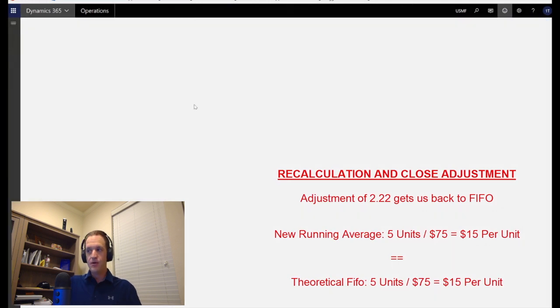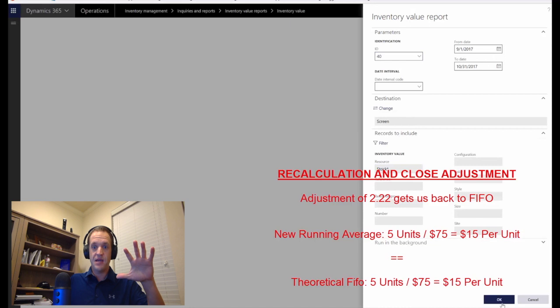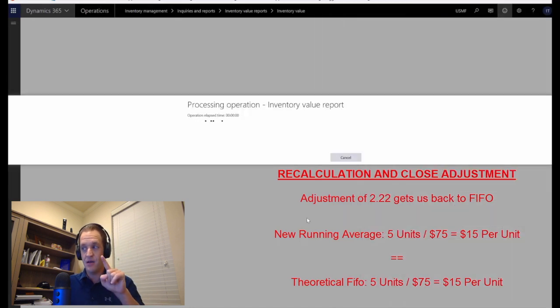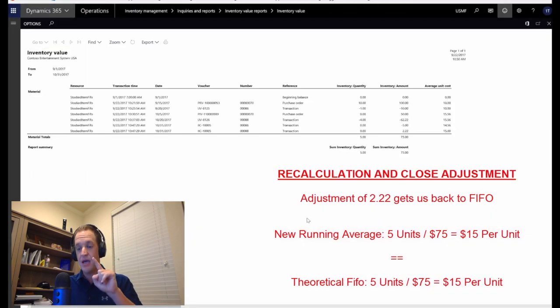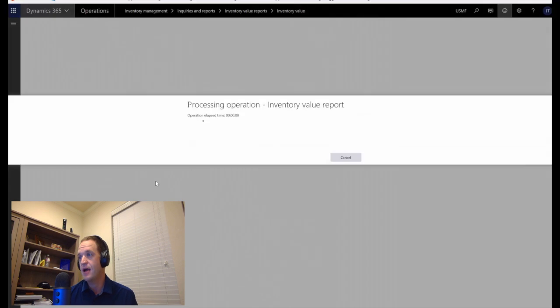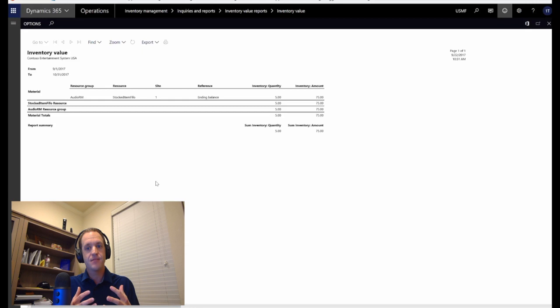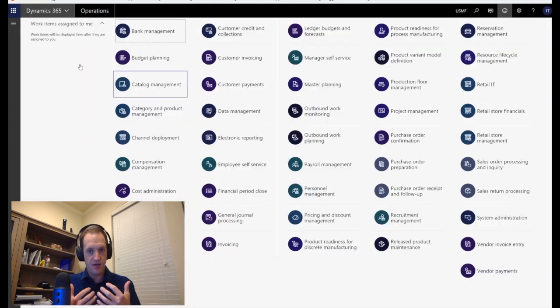So that if we were to go out in November and pull 5 more out of inventory, it would pull out at the $15 FIFO rate, which would also be the running average, instead of pulling out at the 15.56. Super important. I hope you can see that, and you can see here in the inventory value report that we've gotten back to where we want to be. I'm going to run this one more time, and as you can see, in summary, I've got 5 units now at $15. But that did not happen until we recalculated and closed the period.